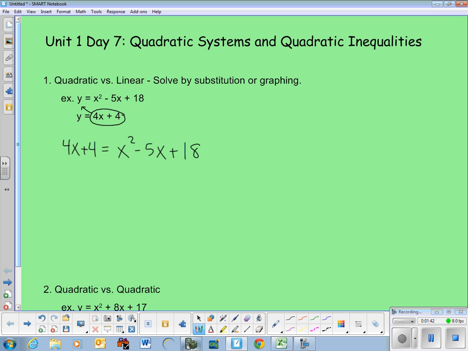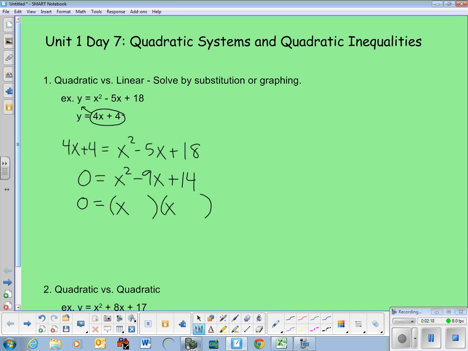Now this should look familiar. This is a quadratic equation that we've been dealing with for a while now. Any quadratic equation hopefully will solve through factoring, if not the quadratic formula, but the first important step is that it equals 0. So I'm going to subtract 4x from both sides and get negative 9x on the right. And I'm going to subtract 4 and get 14 on the right.